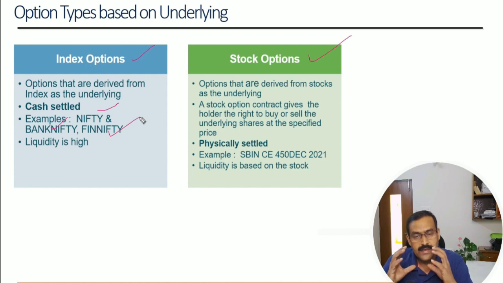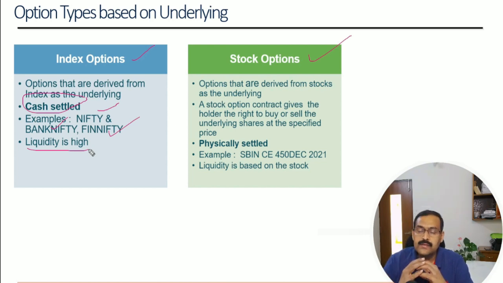And all these index options are cash settled. There is no physical settlement. The options that are in the money will be cash settled. And the liquidity for the index options is normally quite high compared to the stock options.